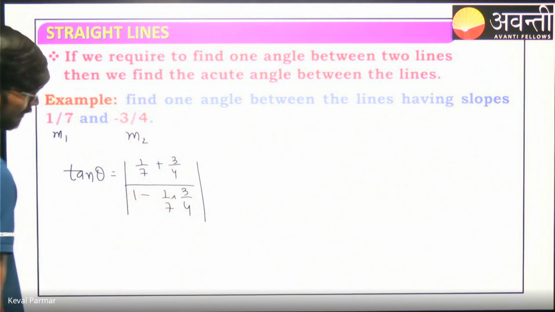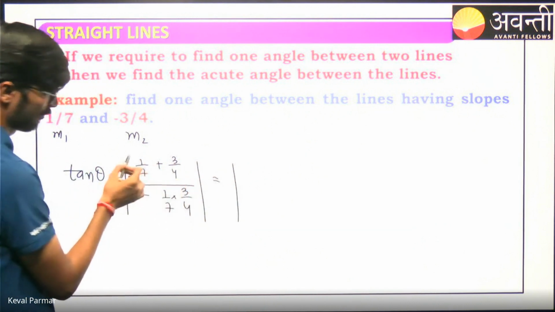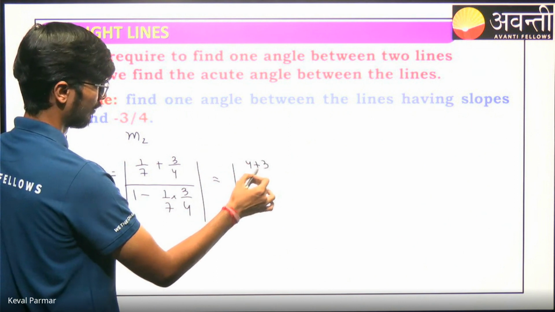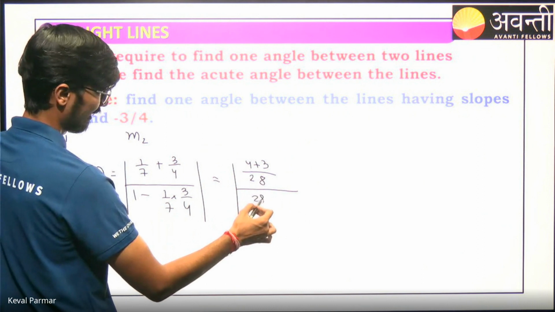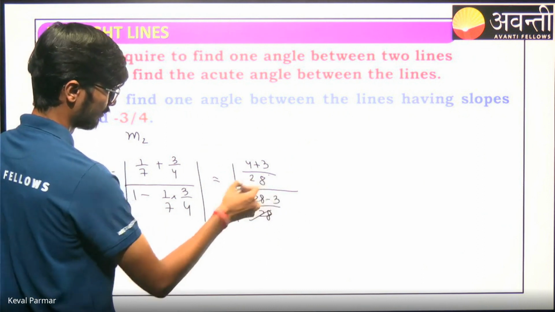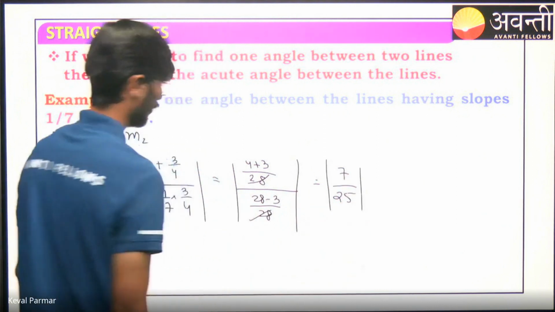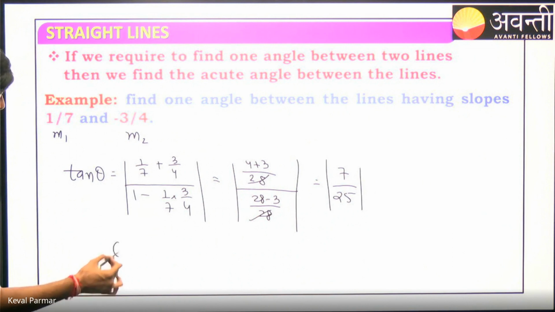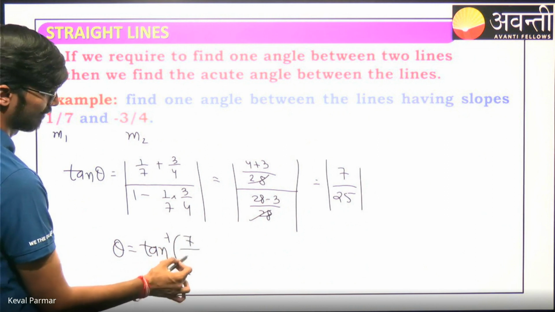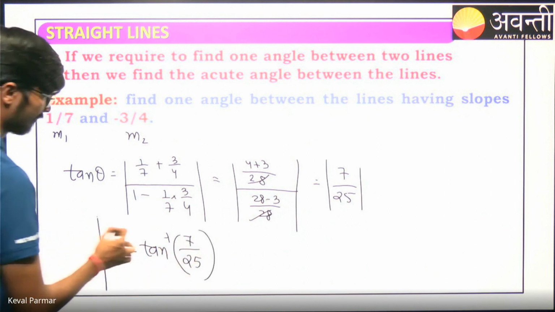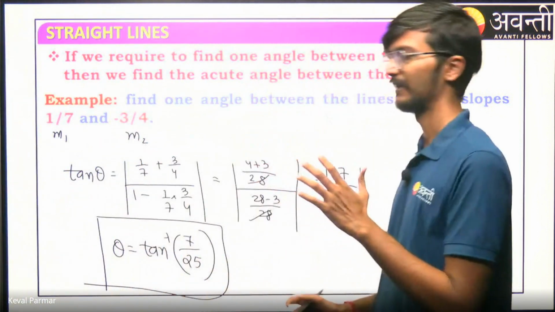So if I take the LCM, I'll get mod of 4 plus 3 upon 28, upon 28 minus 3 upon 28. This will get cancelled, so basically I will be left with 7 upon 25. That is the value of tan theta. So I'll get theta equals tan inverse of 7 upon 25. We don't need mod here because we made sure that the quantity is positive, so that means I'll get the acute angle.